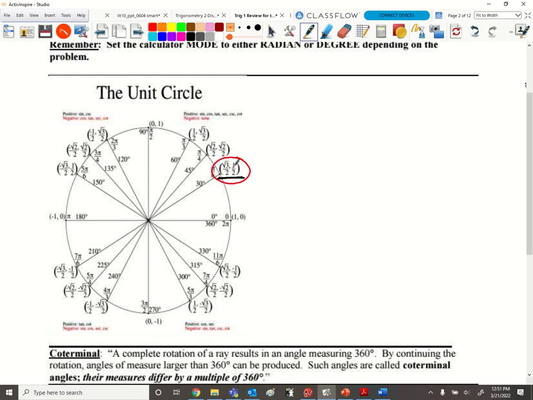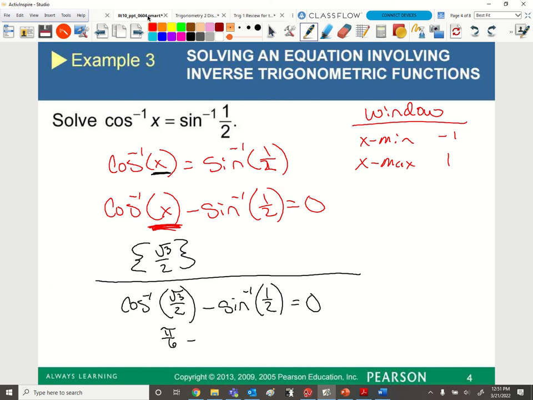Sine is the y value, cosine is the x value. So it's going to be pi over 6 again. And so it's minus pi over 6, and that's how that is equal to 0. Because pi over 6 minus pi over 6 is going to give me 0. So the only x value, or the only value that I can get from here, is going to be this. And this is verifying using my calculator and going back and plugging in to make sure your answer is correct.